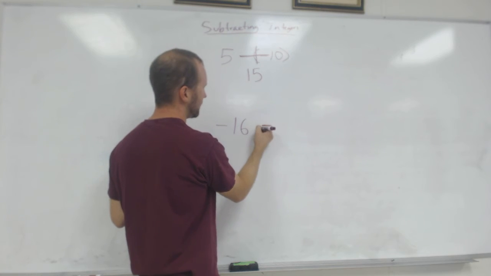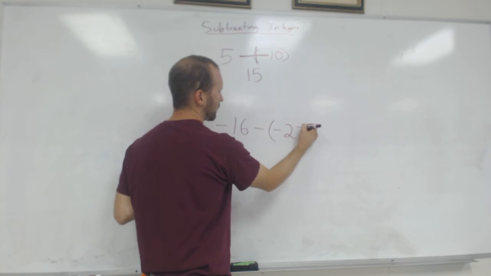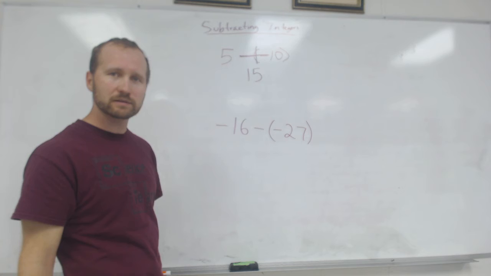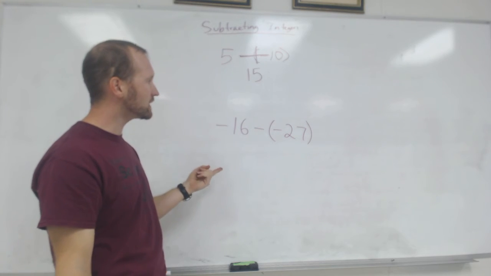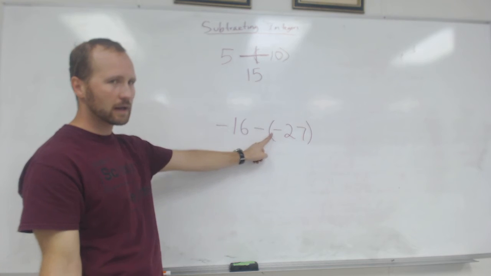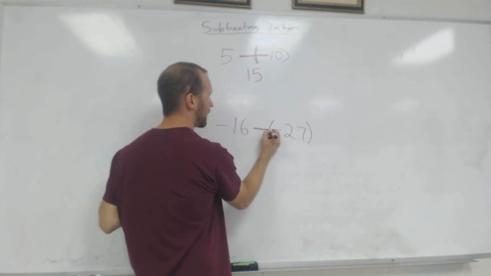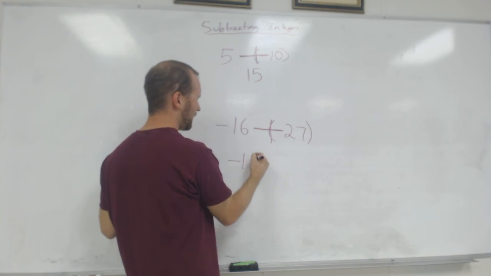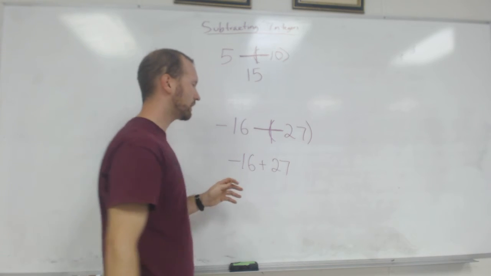Negative 16 minus negative 27. Whoa, that's a lot of negatives. First step, we're going to turn this into adding. So instead of minus a negative, we say add. But now I still have a negative over here. I've got negative 16 plus 27.